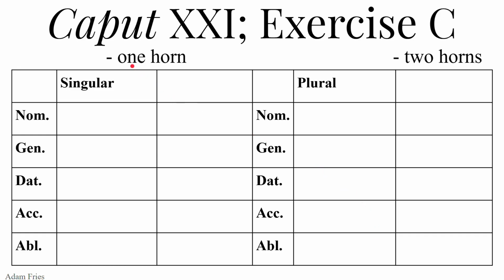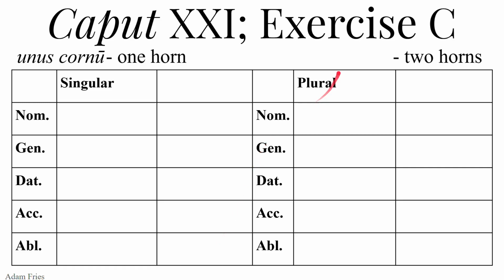So one is going to be unus cornu, and remember that unus, it's going to be unum cornu. Got to be unum cornu. So unum, and remember that it is a heteroclite. So unum cornu, unius cornus, uni cornu, unum cornu, and uno cornu.